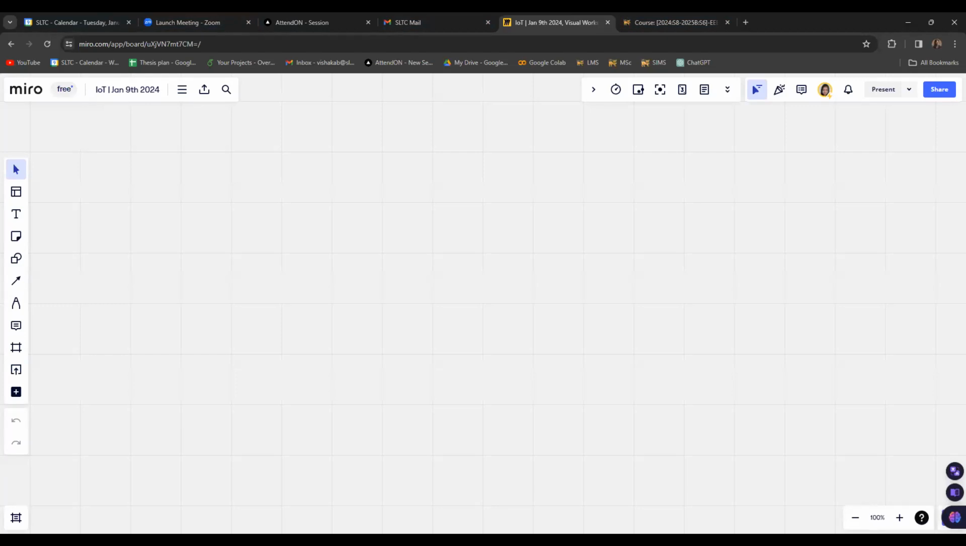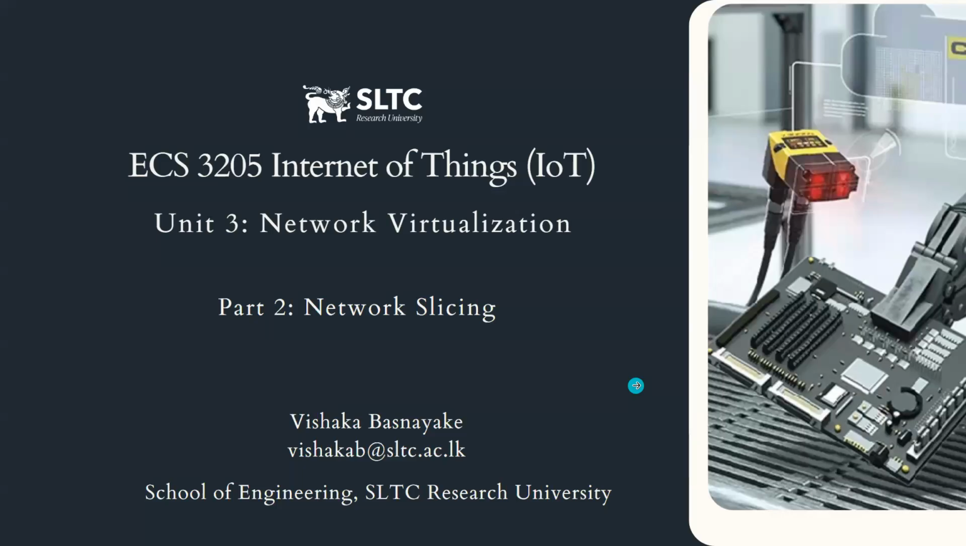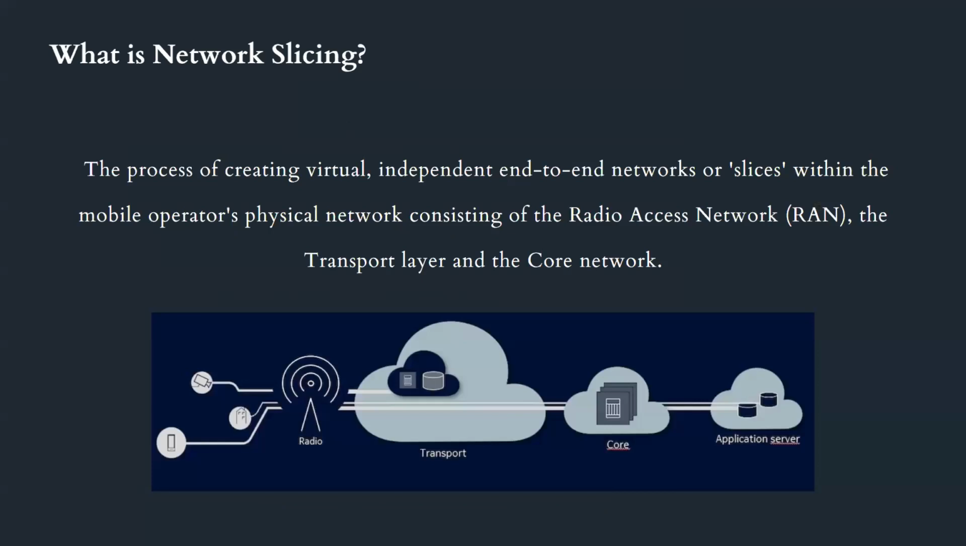So now I will discuss the network slicing part. Network slicing is an important concept for IoT networks. IoT networks can be enabled through network slicing technology also.